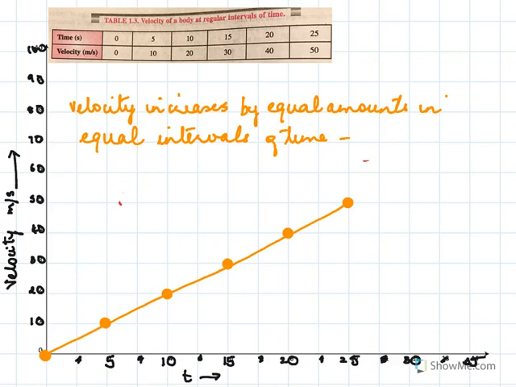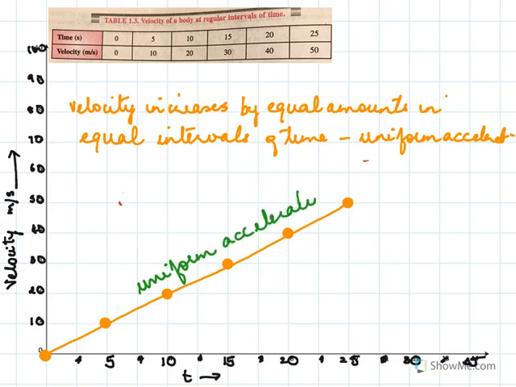And such a motion is called uniform acceleration, where the body increases its velocity by equal amounts every second. In this case, for every second it increases by 2 meters per second.